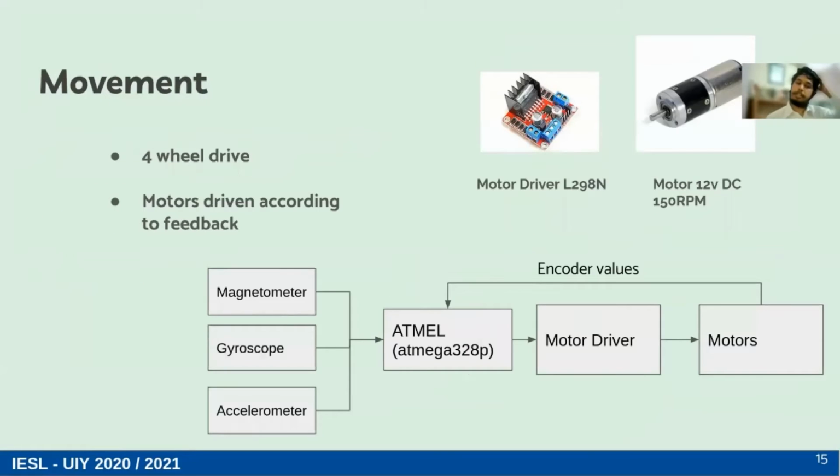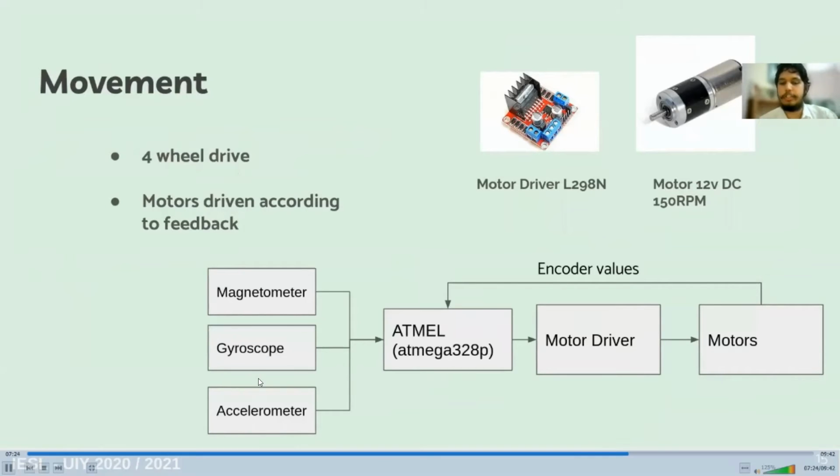Talking about movement, the whole system is a four-wheel drive method. So we'll be using four 12-volt DC motors with 150 RPM. The motors will be driven using a separate microcontroller for the system. Here, the feedback values would consist of the encoder values from the motors themselves and the sensor values from the IMU, such as the magnetometer, gyroscope, and the accelerometer.